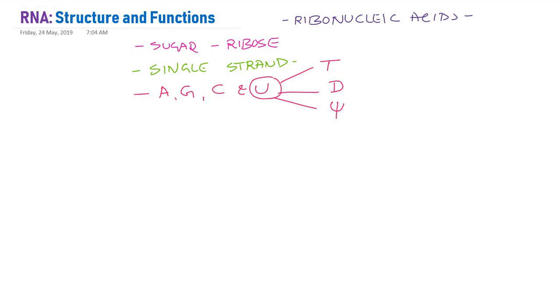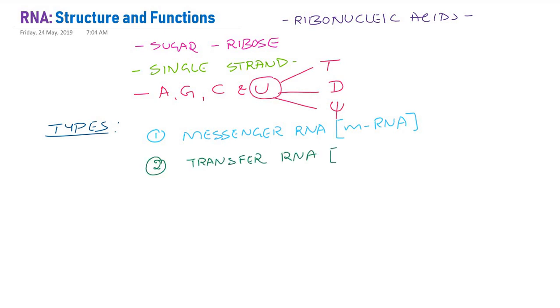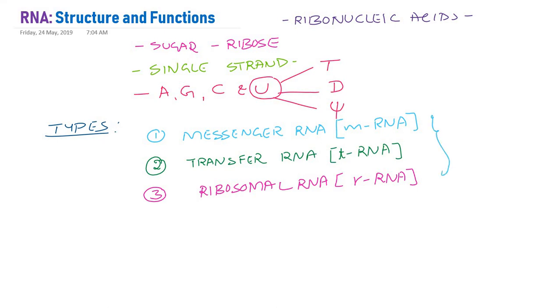We will see what the different types of RNA are. There are three main types of RNA. First is messenger RNA, abbreviated as mRNA. The second type of RNA is transfer RNA, in short tRNA. The third type of RNA is ribosomal RNA, called rRNA. So these three are the major types of RNA.